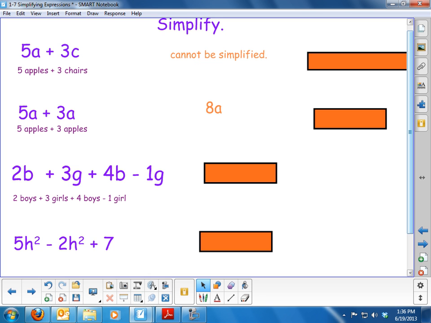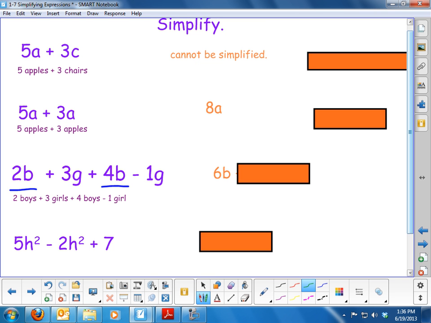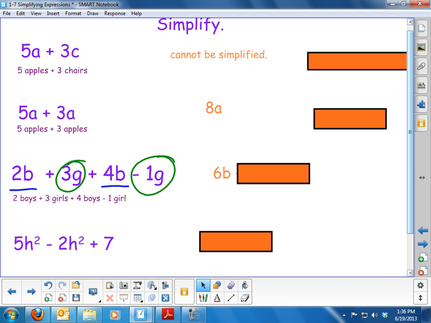The next example, I have b and g. So I can combine the terms that have b's. My 2b and 4b can be added together because they're like terms, to get 6b. Then I can combine the g's: 3g minus 1g is 2g. Can you combine 6b plus 2g? No, you cannot, because they are not like terms. We can only combine like terms. If they aren't like terms, they cannot be combined together.